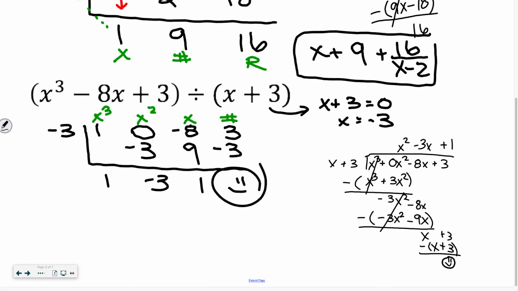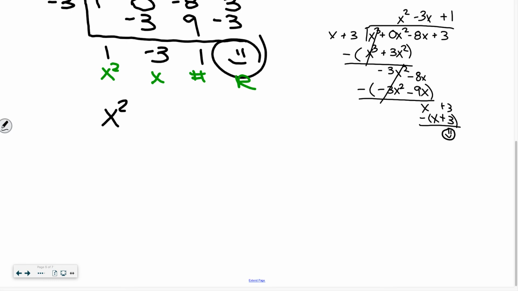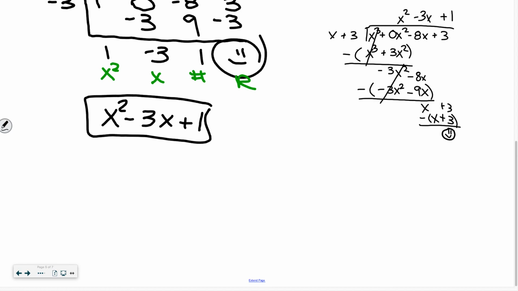Okay? So these were x cubed, x squared, x and a number. So down here it's going to be 1 less: x squared, x, a number, and what's the last one? Your remainder. So we would have x squared minus 3x plus 1. And that's what we got in long division. Let's go. That's way easier. Does it work for regular numbers?